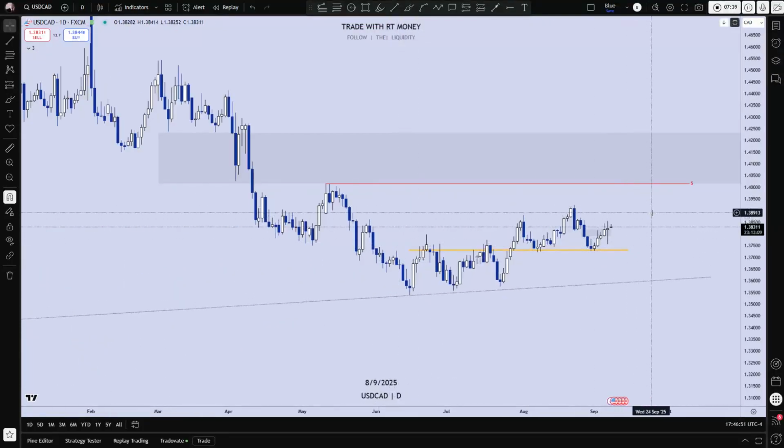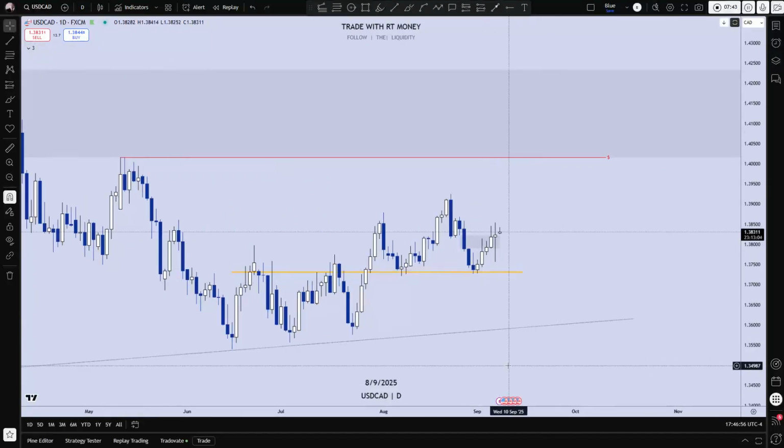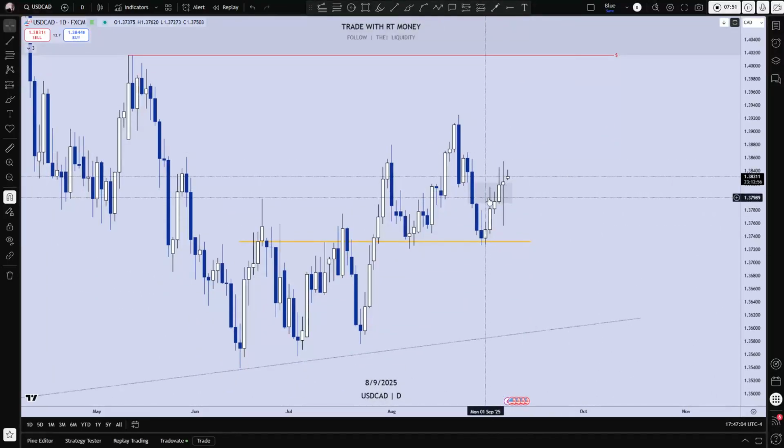But we have to see the setup first. What do we need to see? Look at this. Now, last week I pointed this fair value gap out. I said we were looking at which candle? We were looking at this setup right here.